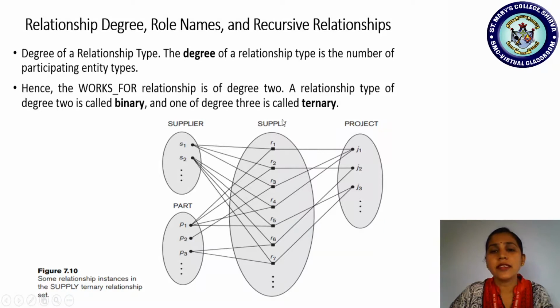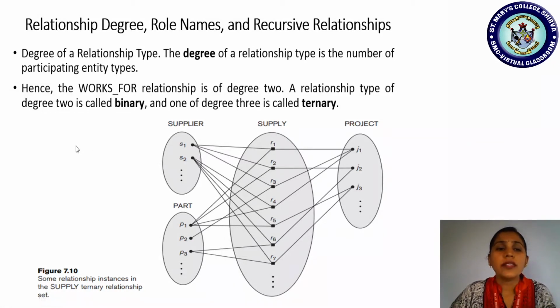Okay, so the relationship degree means it is referred in between the entities. Like in this relationship, how many entities are taking part? Supplier supplies for a particular project. So how many entities are participating? Two entities are participating. That is what we call the degree. The degree of a relationship type is the number of participating entity types. Hence, the works for relationship is of degree 2.